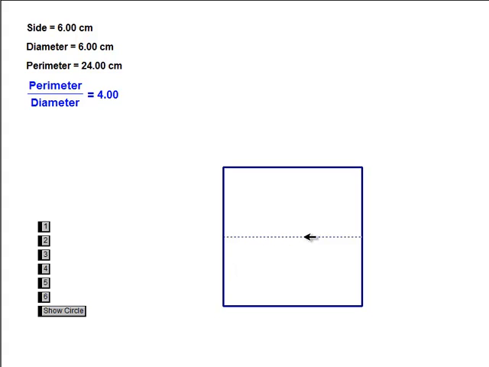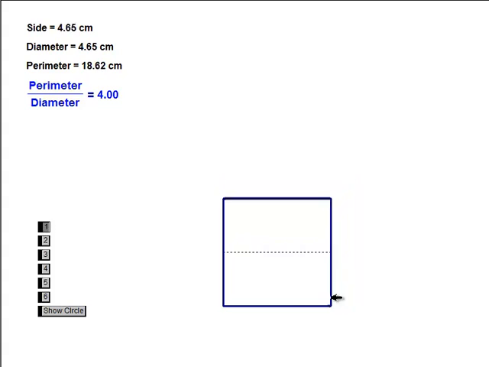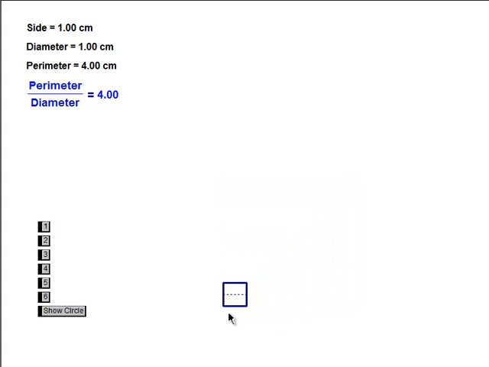This little dotted line here, just for convenience, I'm going to call the diameter of this square. It's the distance across the square. It turns out it's the same as the side length. But for a circle, we talk about going straight across the center, so I'll do the same thing for a square. So if I start with a square that's 1 centimeter across, then the side length is 1 centimeter, and the distance around it is 4 centimeters.